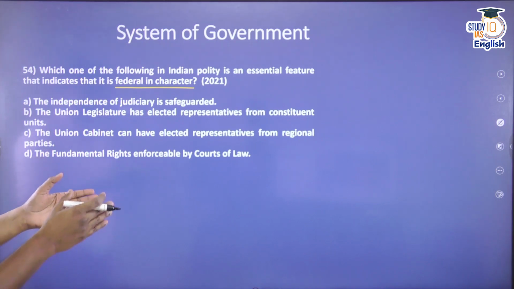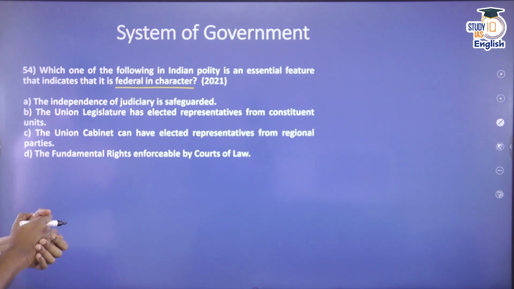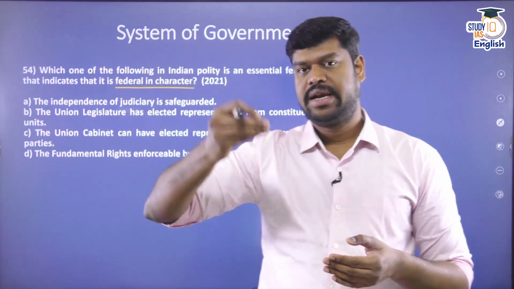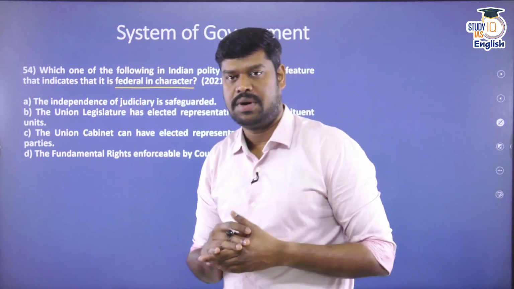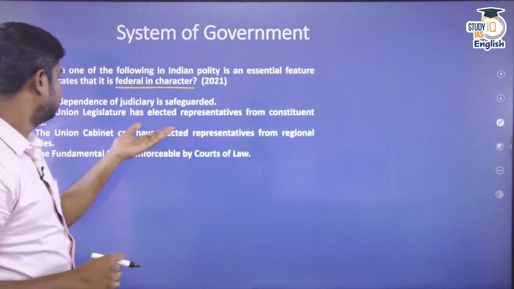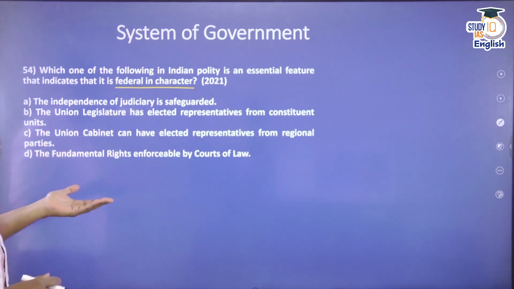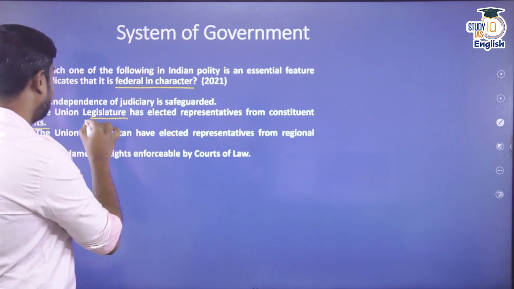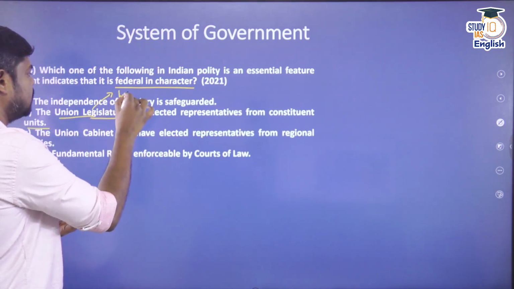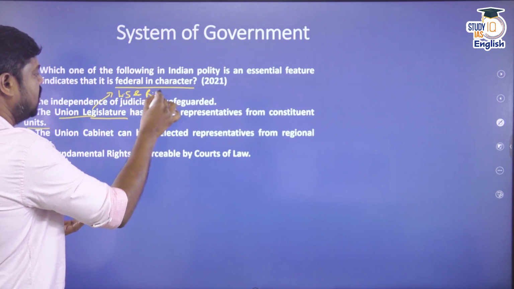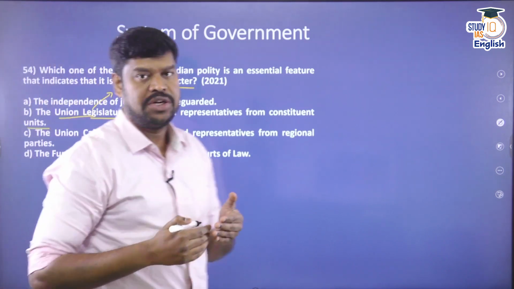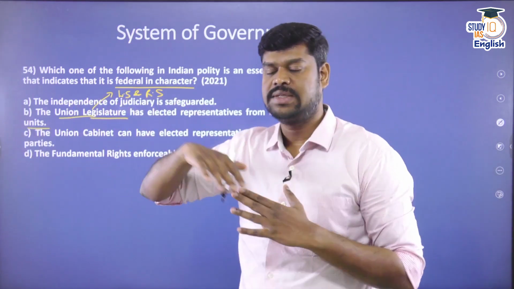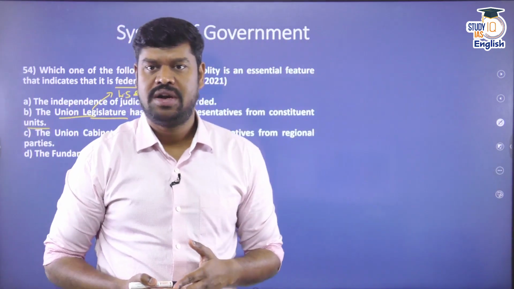The union legislature has elected representatives from the constituent units. That means people get elected from various states into the Lok Sabha. That is what is mentioned here. The union legislature, which includes both Lok Sabha and Rajya Sabha. Suppose the question were only mentioning the Rajya Sabha, that there are representatives in the Rajya Sabha from their constituent units, that is the states, you could consider that to be a federal feature.